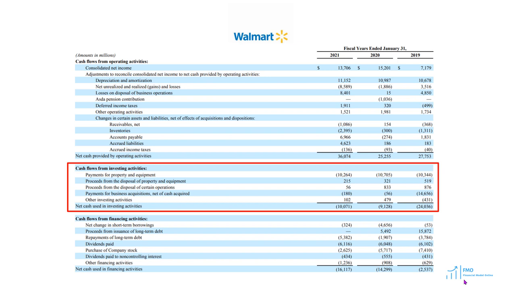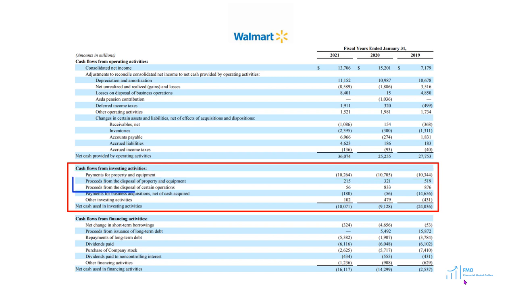Similarly, the first item that Walmart reports under the cash flow from investing activities is a payment for property and equipment, which is the acquisition of property and equipment. Acquisition of the property and equipment has a negative sign because we are paying for the property and equipment, and therefore cash is going out.